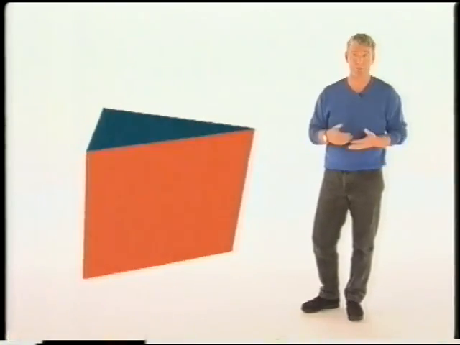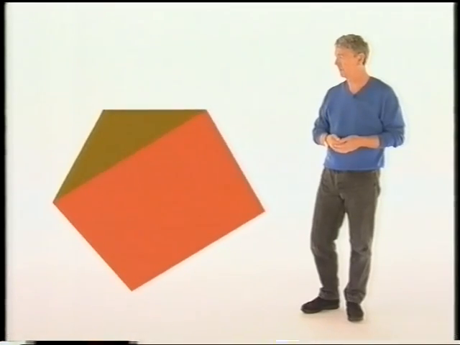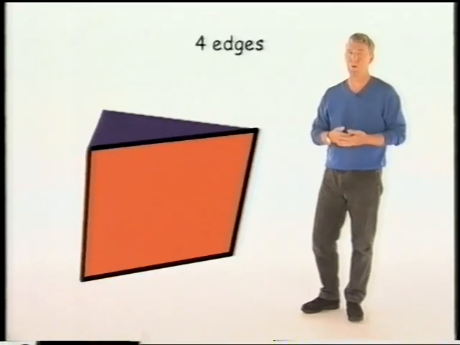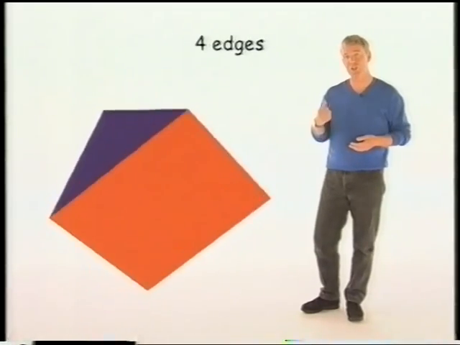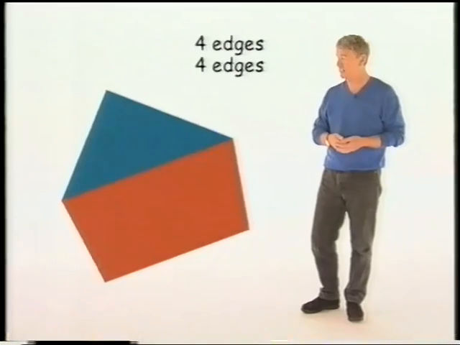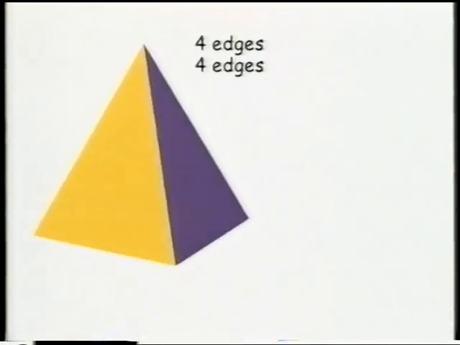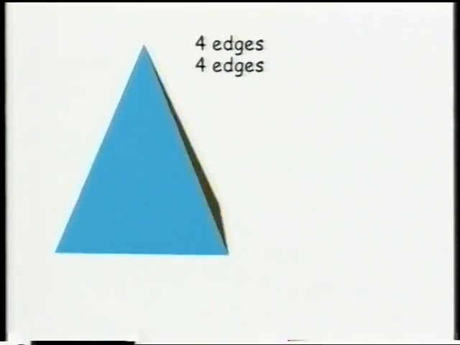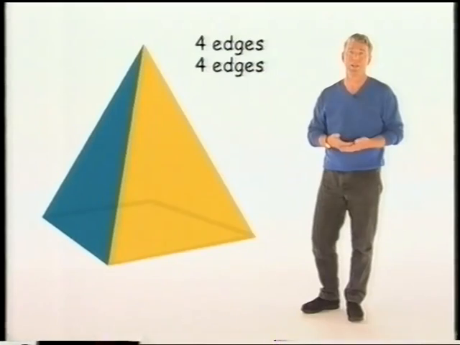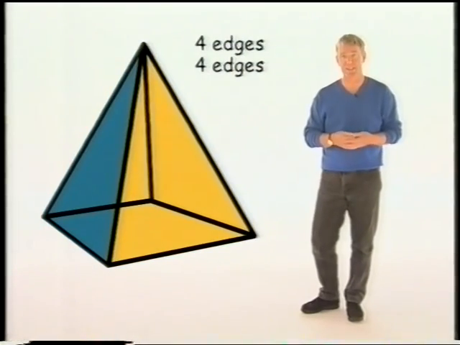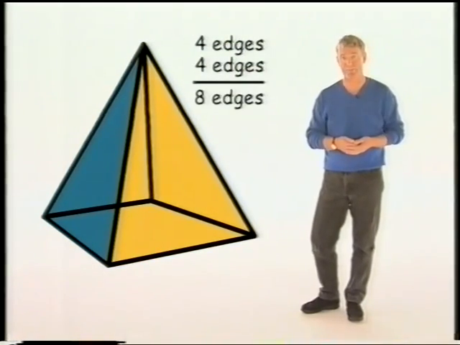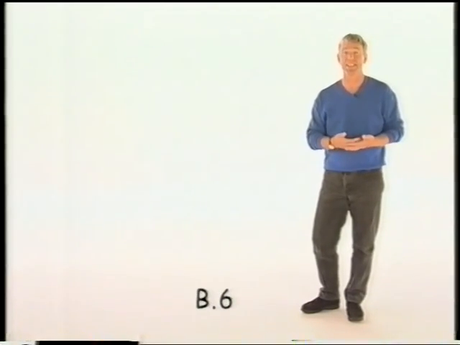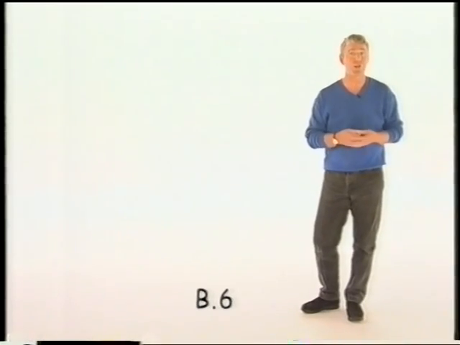Well, the square base of the pyramid has 1, 2, 3, 4 edges. And going from the base to the top vertex of the pyramid are another 4 edges. 1, 2, 3, 4 edges. That's 4 on the base and another 4 on the sides, which adds up to 8 edges altogether, which is answer C.